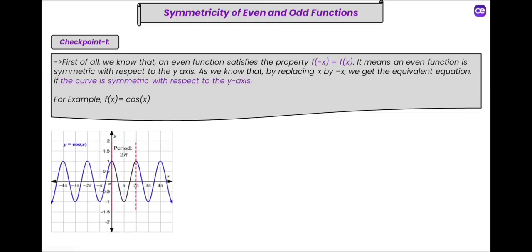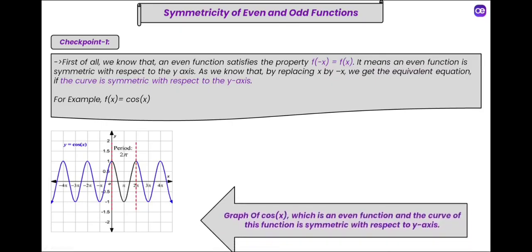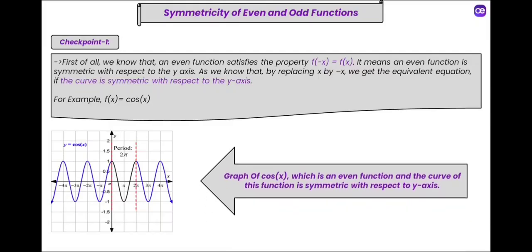This is the y-axis, and look at the left and right side. Both sides look similar. If we merge along the y-axis, then it is symmetric with respect to the y-axis, as it is also an even function. And that's why we can say that an even function is always symmetric with respect to the y-axis, as the graph of cos x is an even function and the curve of this function is symmetric with respect to the y-axis.